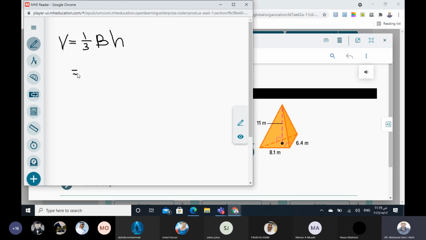Substitution. Here we have 1/3 multiplied by the area of the base. What is the type of this base? Triangle, as you see. How to find the area of the triangle? We have a formula: 1/2 multiplied by the base of the triangle, multiplied by the height of the triangle. Then here we have the height of the pyramid.